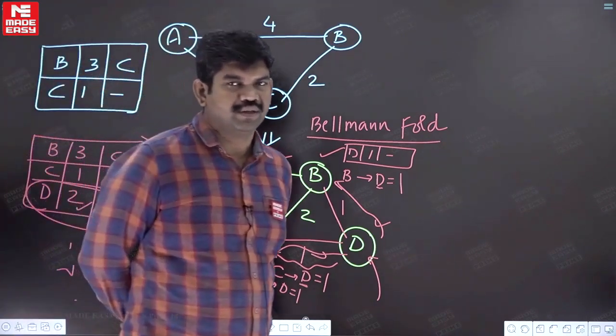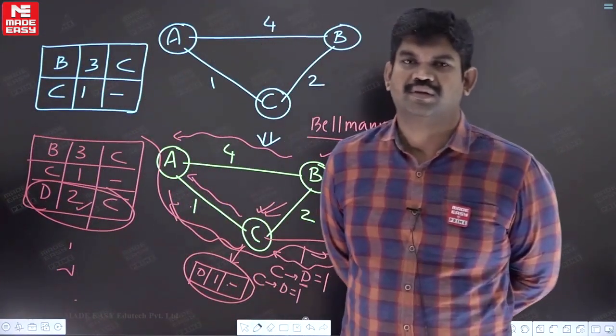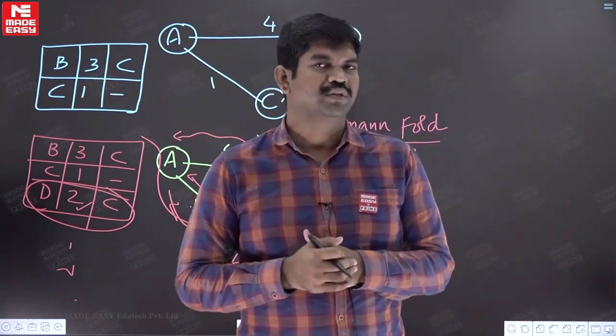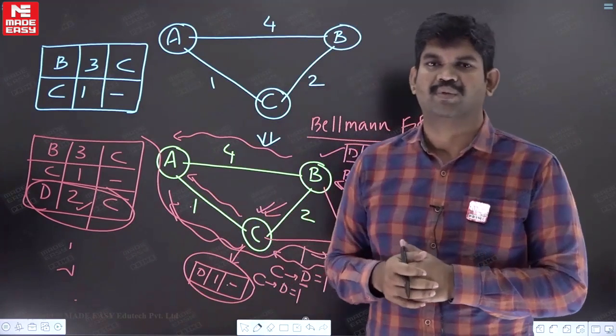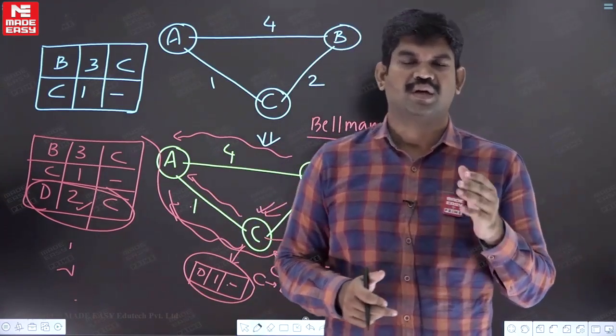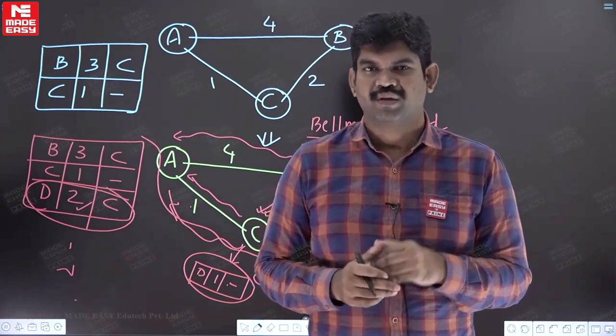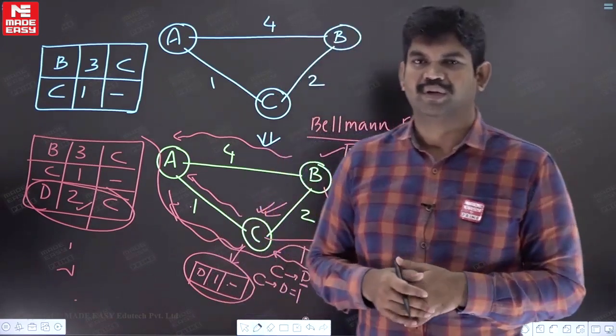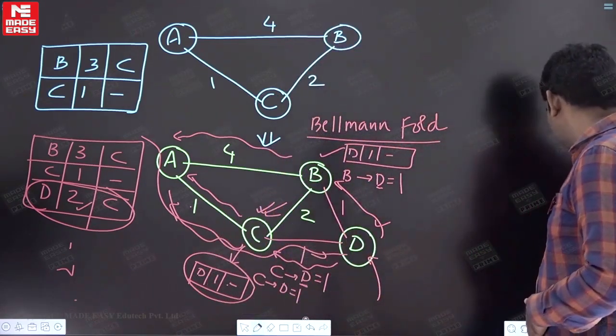So the distance vector routing algorithm works fine when the links are properly connected. But there is one problem: whenever a link is broken, you may get a problem called the count to infinity problem. How exactly do you get that problem, and how to solve it? Now we are going to discuss that problem.